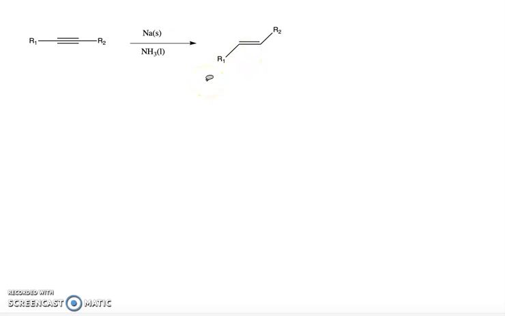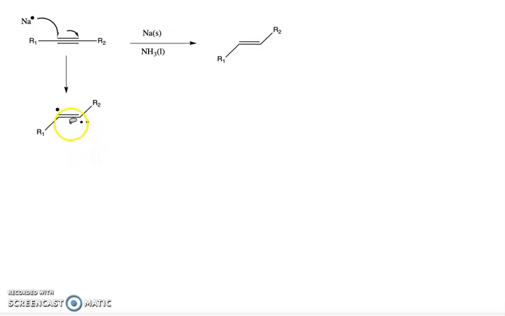Now, in order to understand the mechanism of this reaction, you need to realize that the sodium is a source of electrons. And that's what it's going to do. It's going to add electrons to my triple bond. So let's look at what happens. My sodium adds one electron to the triple bond, and one of the pi pairs of electrons moves to the other carbon. So we end up with this radical.